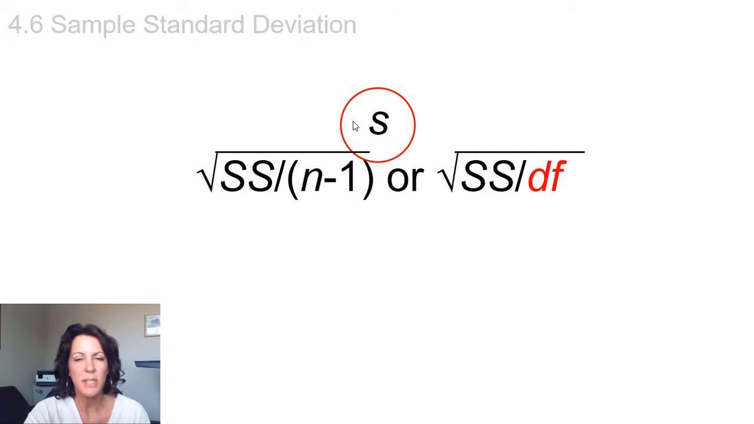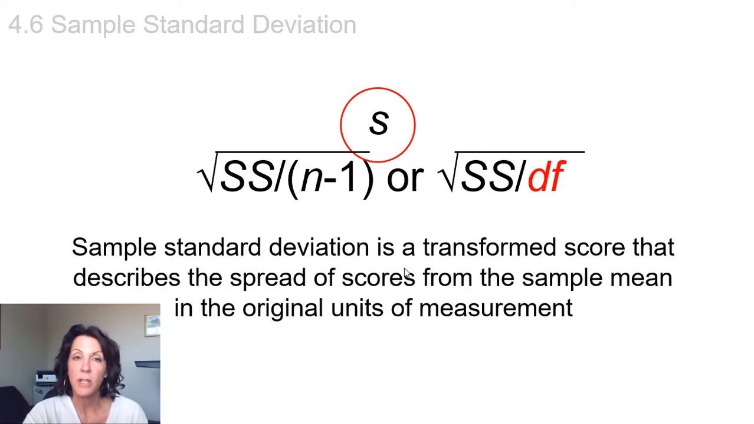We have this new symbol, which is an S. Just like with population variance, you have sigma squared, and population standard deviation is just sigma. Sample variance is S squared, and sample standard deviation is just S. So when you see the lowercase s, it's sample standard deviation. And it's a transform score. We've talked about this. It describes the spread of scores from the sample mean in their original units of measurement.